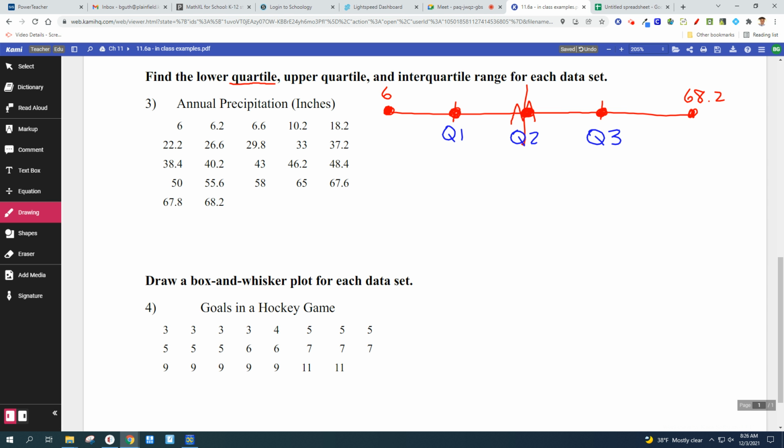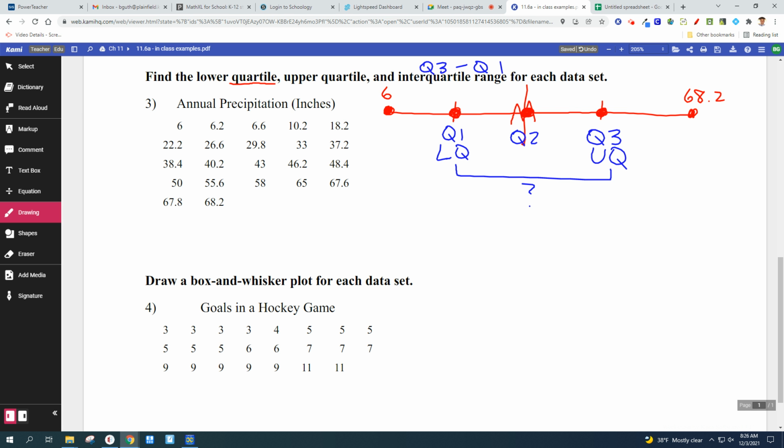This is my lower quartile. This is my upper quartile. And then the interquartile range is just from here to here, whatever that number is. So you would subtract. The interquartile range is going to be Q3 minus Q1. That's how you're going to find it. All right. So all that's just kind of theory. Now watch how we do this in practice.